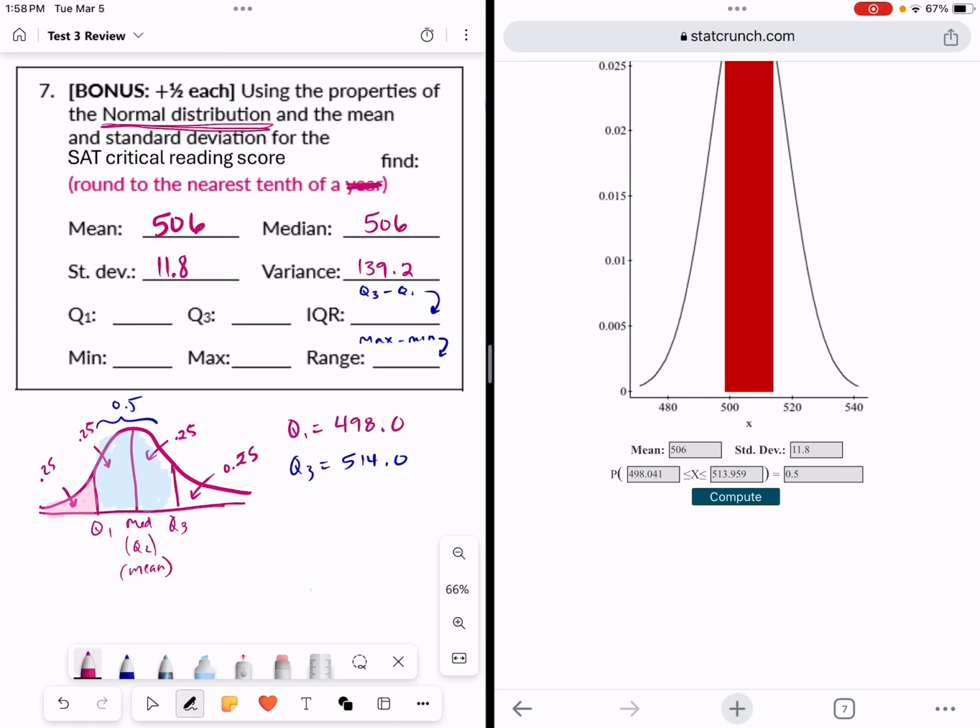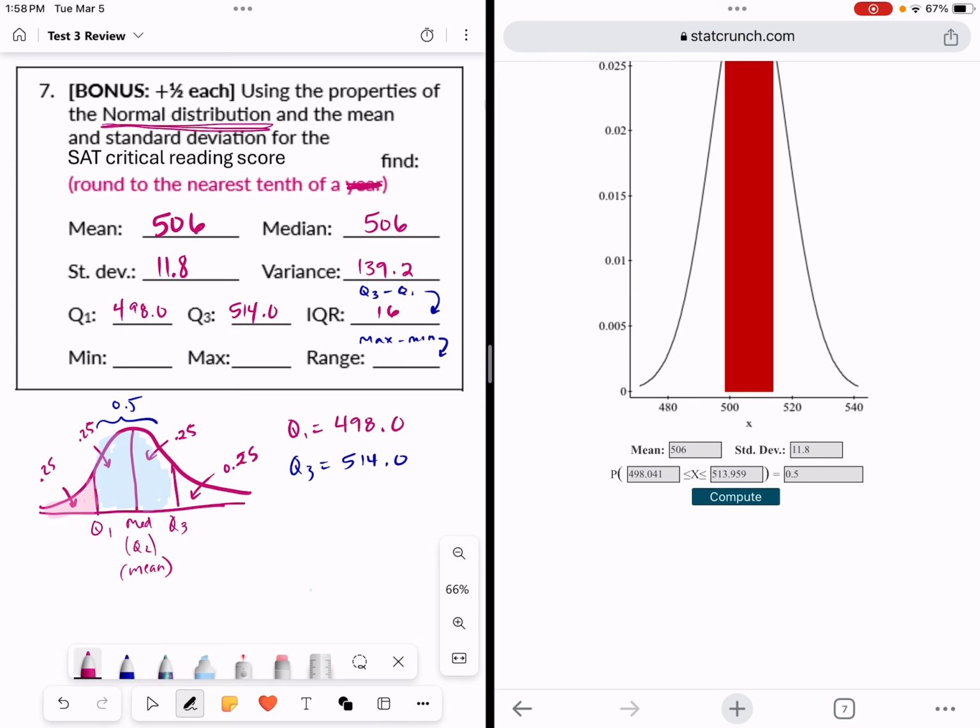So I'm going to put both of those into my table up here, 498.0, 514.0. If I subtract those, 514 minus 498, that's going to be 16. So that would be my interquartile range.